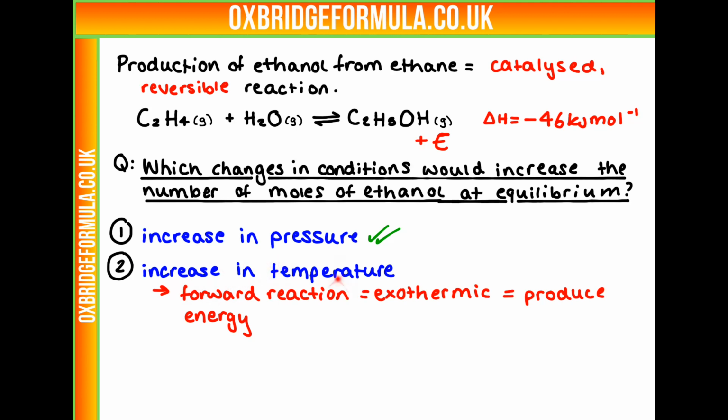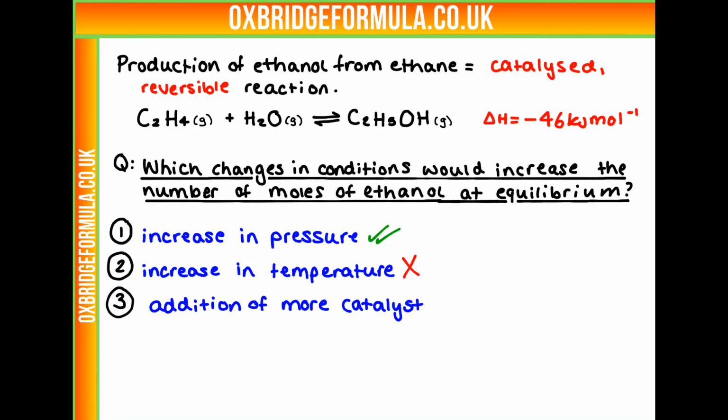If we increase the temperature, that's equivalent of putting energy into the system. So we're going to put more into this side. And because whatever change we make is opposed, the reaction is going to go backwards. So we're going to favour this backwards reaction and produce more of our reactants and not the products. So we're going to have a decrease in the number of moles of ethanol. So we can cross this one off.